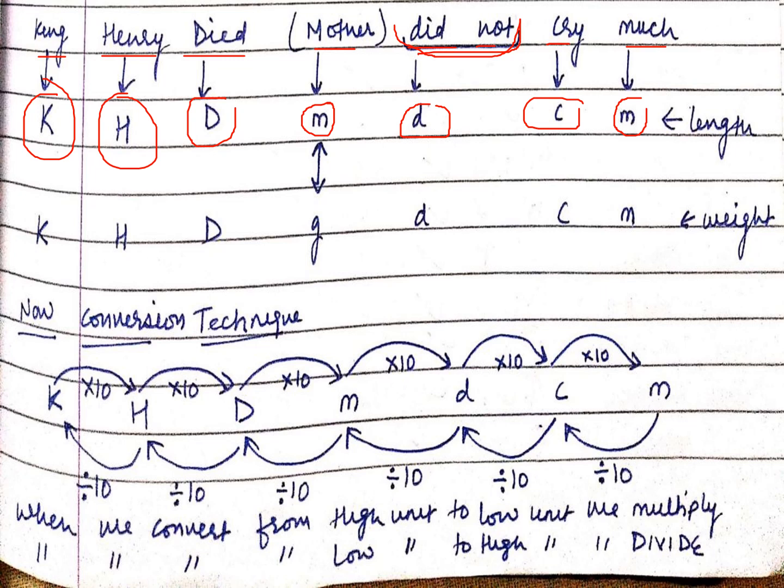Why capital and small? Just to show these are bigger units. These are bigger units. These are smaller units. That is why small letters. This m is the base.